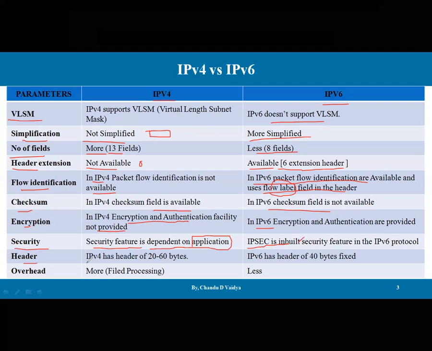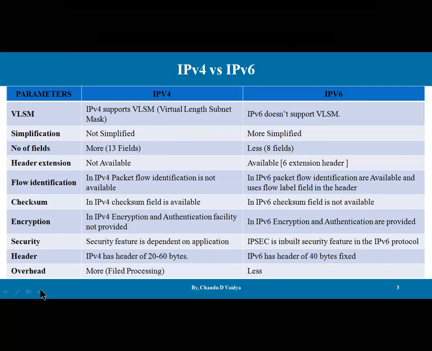Then header. IP version 4 has a header of 20 to 60 bytes, whereas IP version 6 has a fixed header of 40 bytes. Then overhead is more because fields are more. Here there are 13 to 14 fields available. In order to process every field, more time is required, and because more time is required, the overhead is more. Whereas in IP version 6, fewer fields are available in the header format, so less overhead is available. So these are a few differences.